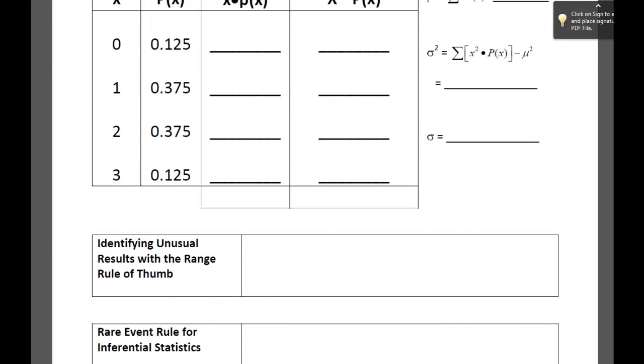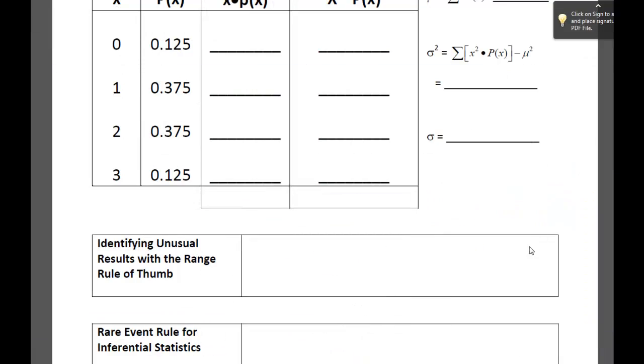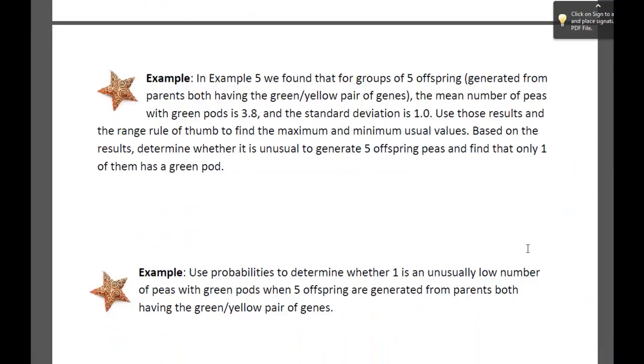Where I was writing? Okay. Right here. X successes among N trials is unusually low if the probability of X or fewer successes is unlikely. All right. I think we talked about all of that.